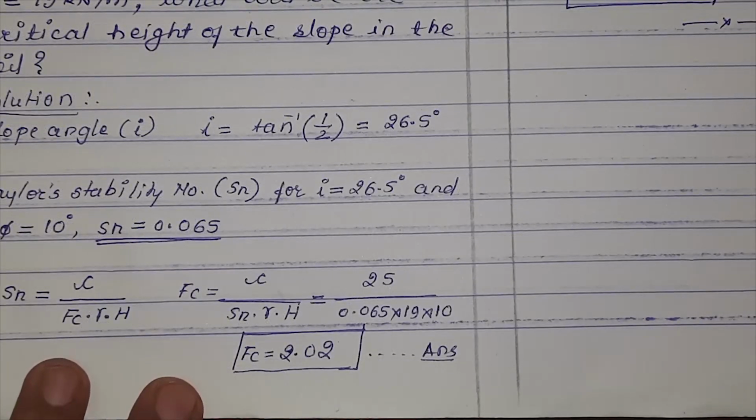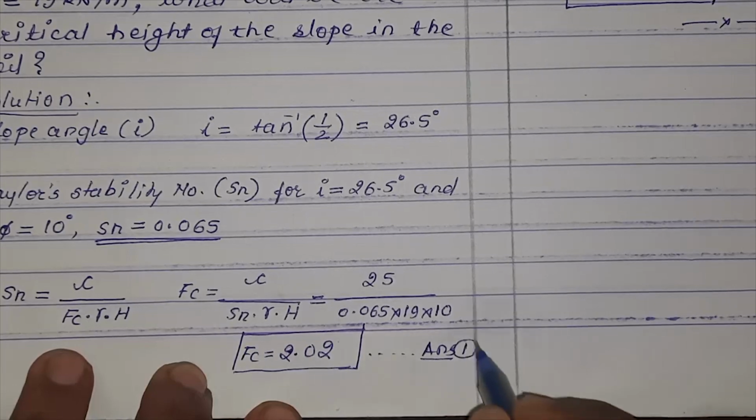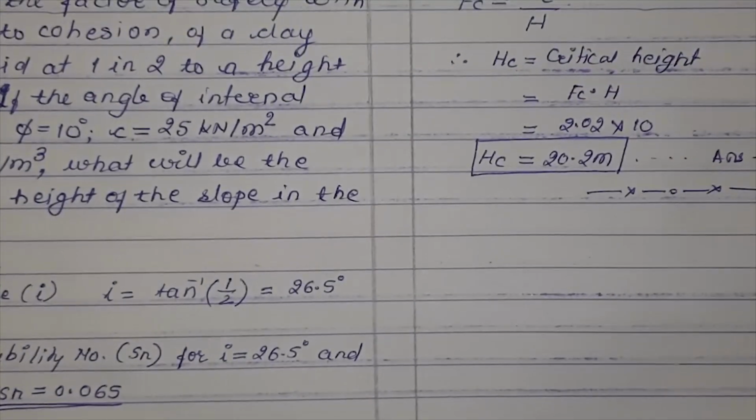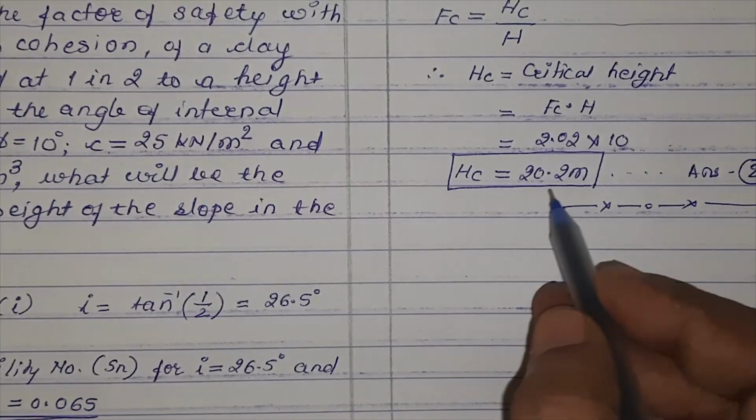This way we have found out factor of safety Fc 2.02 as our answer 1. Thereafter we found out critical height of the slope Hc 20.2 as answer 2.